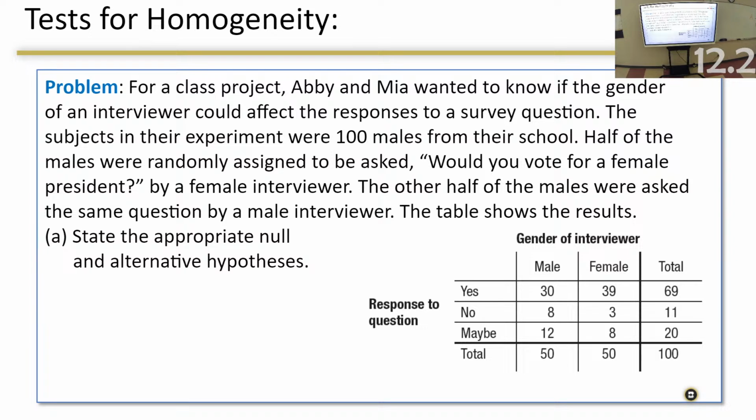Pretty much we've done everything. Let's look at this example. For a class project, Abby and Maya want to know if the gender of an interviewer could affect the responses of a survey. The subjects in their experiment were 100 males from their school. Half the males were randomly assigned to be asked, would you vote for a female president, by a female interviewer. The other half of the males were asked the same question by a male interviewer. The table shows the results. State the appropriate null and alternative hypotheses.